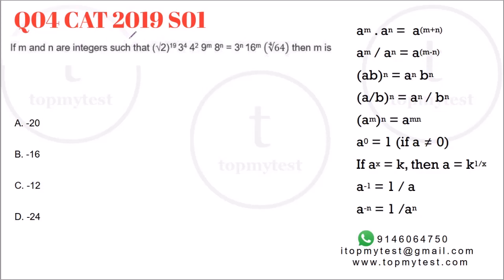The next one is from CAT 2019 slot 1, not too difficult. You have m and n are integers such that this is the relation. What is the value of m? Now, both m and n are integers.